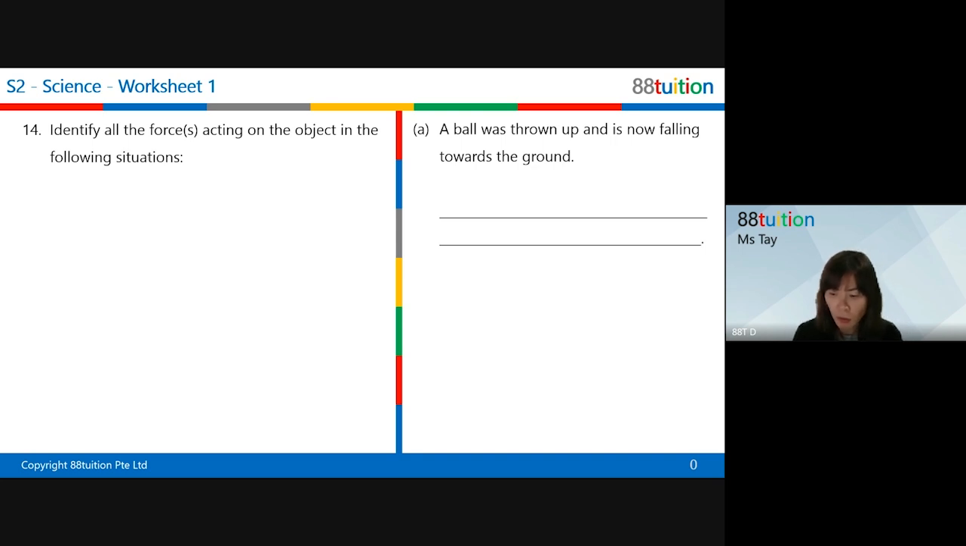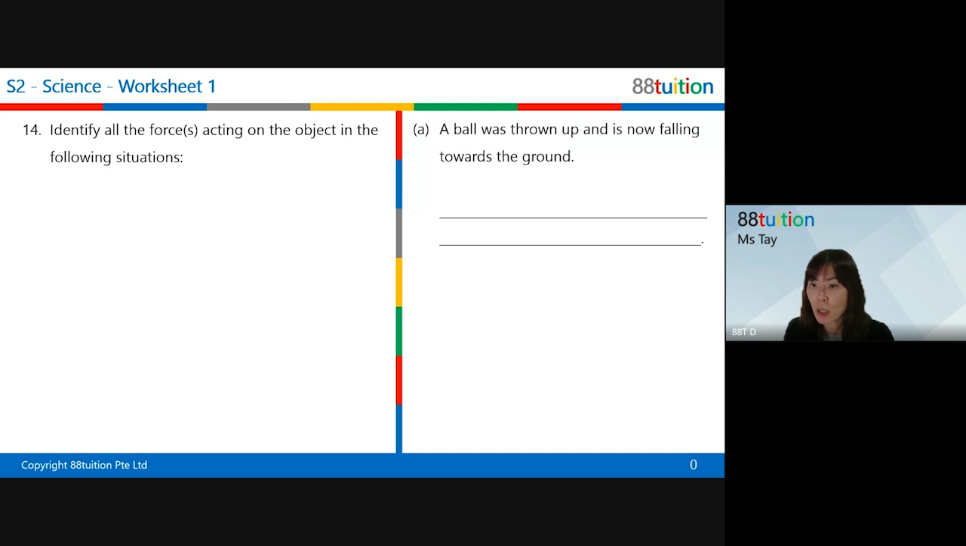Identify all the forces acting on the object in the following situation. So this ball was thrown up and is now falling towards the ground. Can you give an example of the force that is pulling it down? That one is easy, right? Fair enough. Then let me see what are the answers that you all have given. I have to refer to last week's one. One moment. Okay, last week, what do you all put down for question 14?